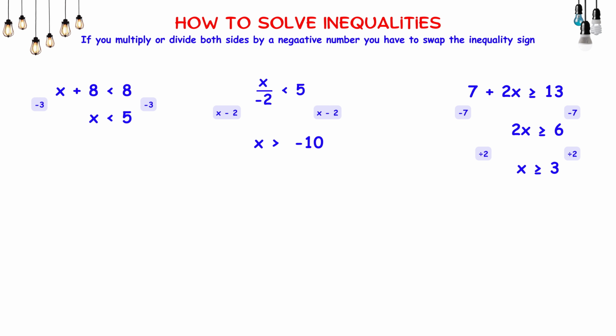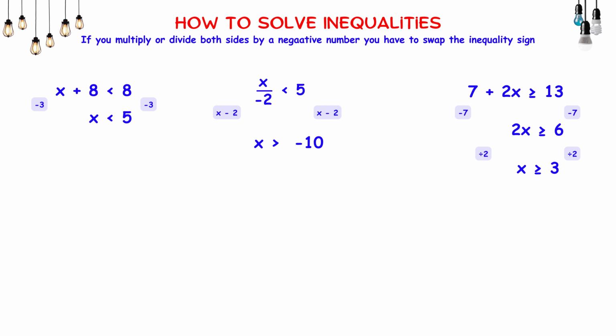For example, in this second inequality, to get rid of the divide by -2 part, we need to multiply both sides by -2, which will leave us with just the x on the left and -10 on the right. But importantly, because we multiplied by a negative number, we're going to have to swap our inequality sign around so that it will change from a less than to a more than sign, which leaves us with x > -10.